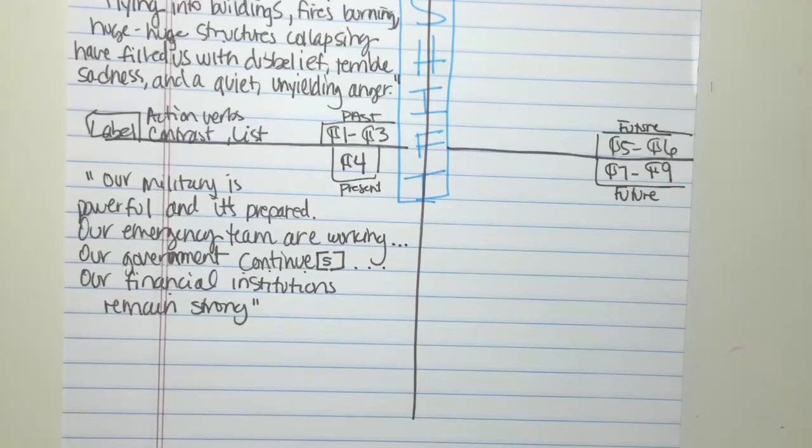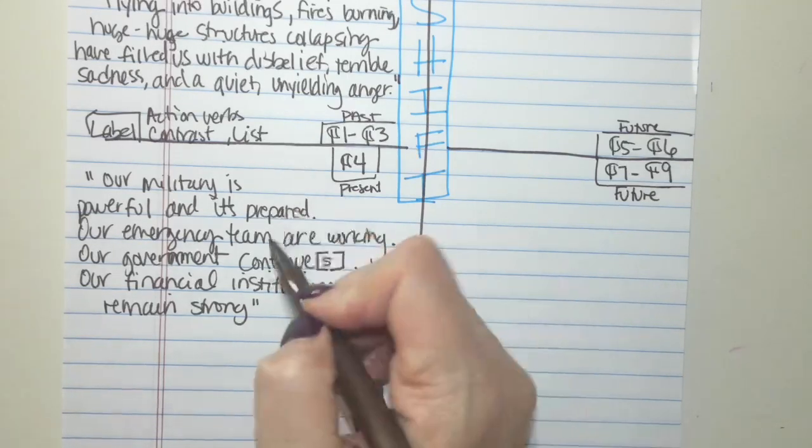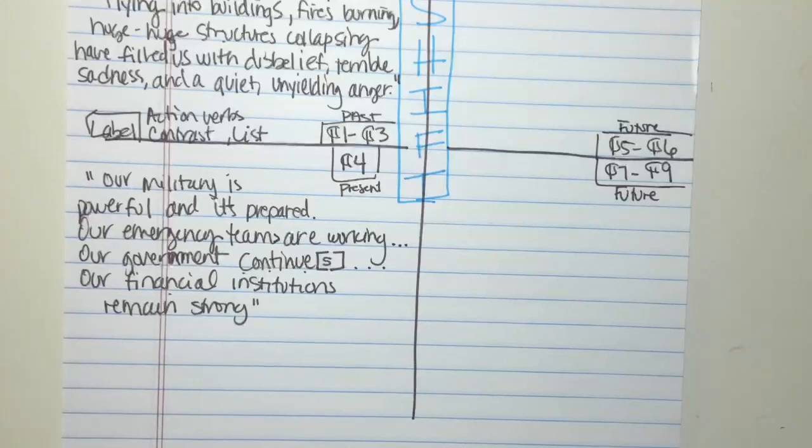So now you're just trying to mix that and make it one solid piece of evidence? That's going to be my piece of evidence. Yeah. So instead of taking the whole entire thing, I'm taking pieces, but those are still complete thoughts, right? Our military is powerful and prepared. Our emergency teams are working. Our government continues. Our financial institutions remain strong. Those still grammatically fit. When we embed this in our text, whenever we're writing, are we going to use the other two also? For here, right there, yes.